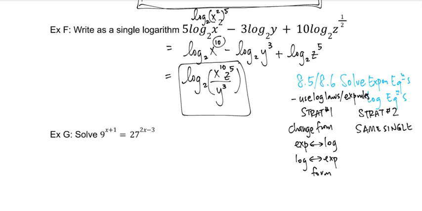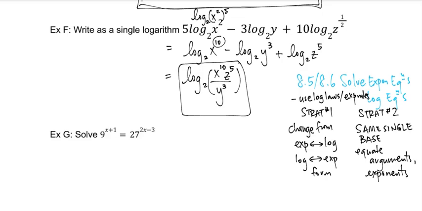We saw both of these techniques in 8.3. Same single base. Equate arguments if it's logs, or equate the exponents. Okay? So example G, you can pause if you like. I'm going to talk about the strat.